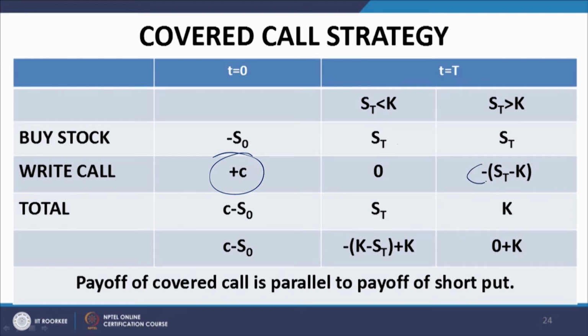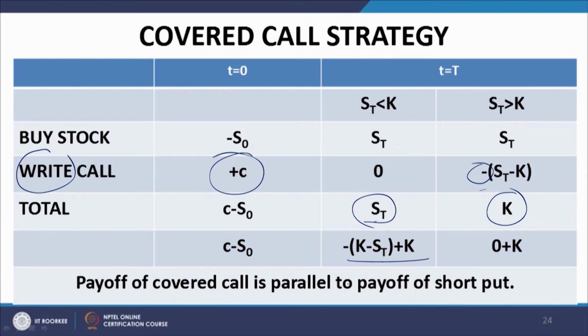Why is this minus sign there? This minus sign is there because you are short in the call option. So, when you work out the total payoffs, it turns out to be ST if ST is less than K and K if ST is greater than K. And this can be written in this form: minus of K minus ST plus K, and 0 plus K.